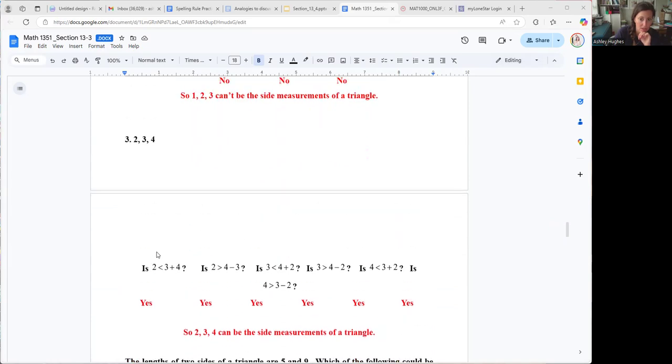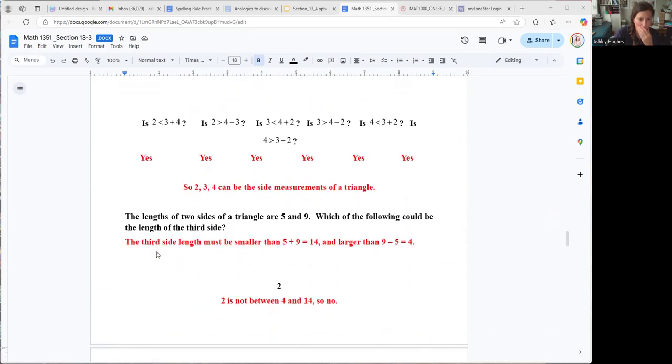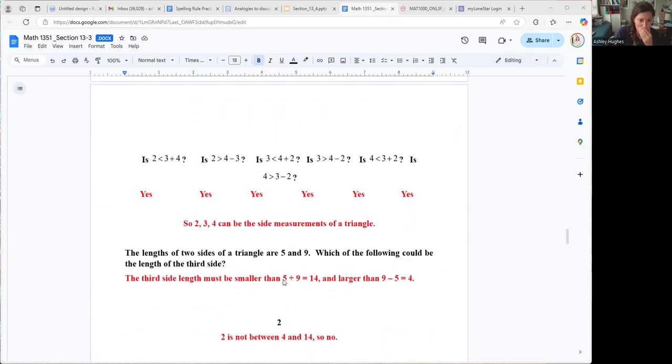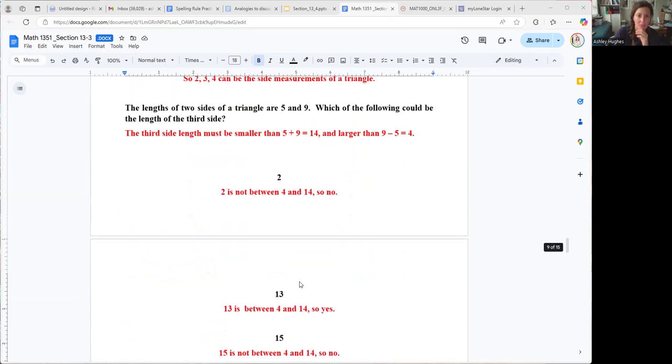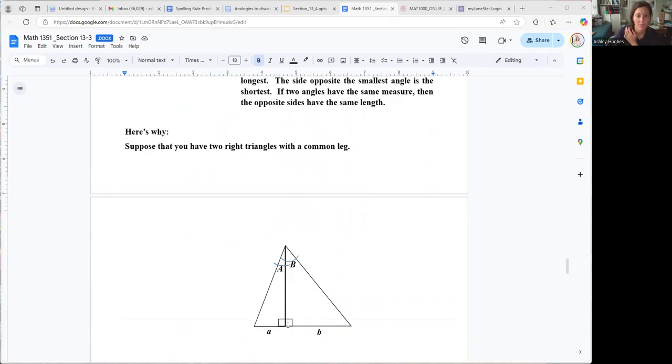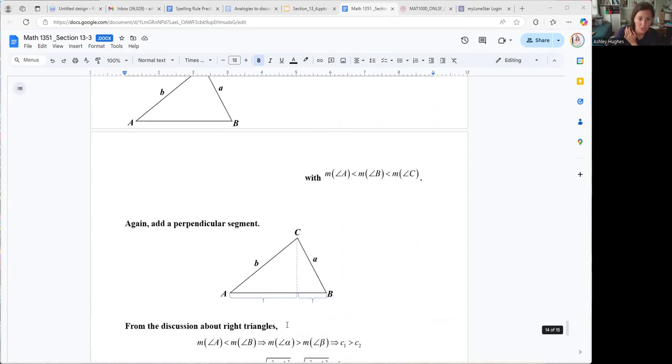Let me see. 5 and 9, which of the following could not be a length of a third side? Could it be 2? No, if we put in 2, 5 plus 2 is 7, and 7 is not bigger than 9, so that is not going to work. 13 would work because 5 and 9 is 14, and that's bigger than 13. 15 would not work because if you sum up the two smaller sides and they're not bigger than that third side, it will not work. So that's doing the proof, but you do not have to worry about the proof.